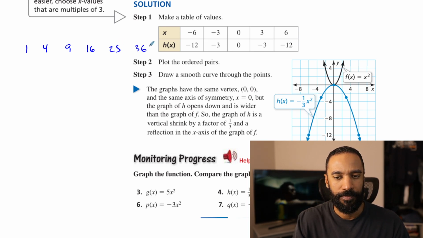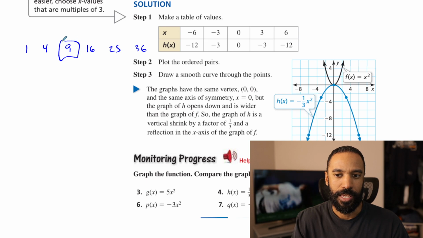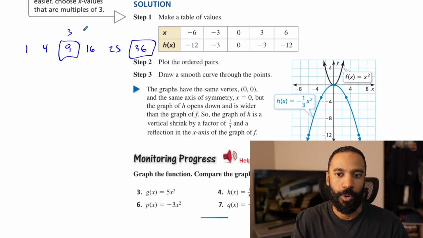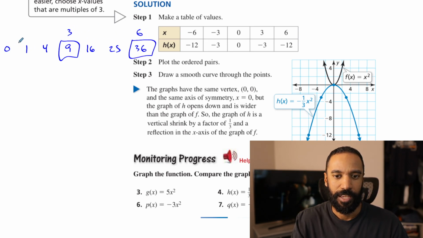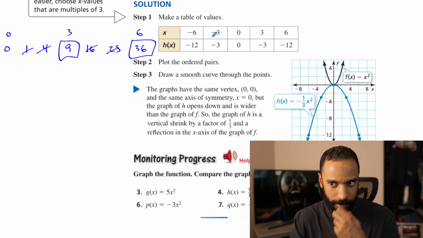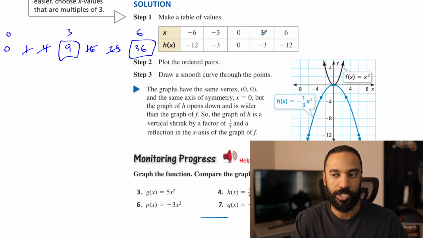These are perfect squares. Which ones can you divide by 3? This one and this one. So I want to go over 3 and I want to go over 6 from 0. I don't want to go over 1 and 4 and divide those numbers by 3. Those are fine. And they did the same thing. You do it in both directions.